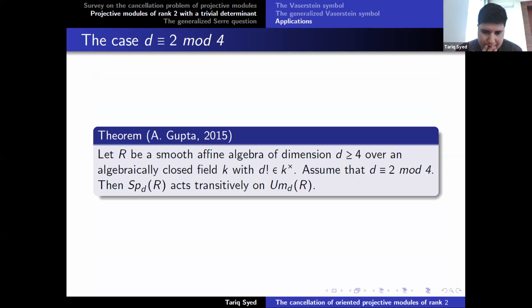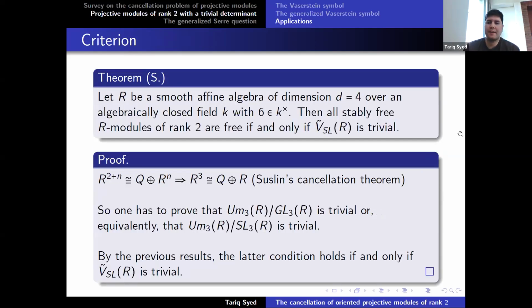So these are the 2 slides that I left out. The same statement is true: Sp_d acts transitively on the set of unimodular rows of length d. Now, what can we deduce from this? The general criterion: let R be a smooth affine algebra of dimension 4 over an algebraically closed field with some characteristic assumptions, 6 is a unit. Then all stably free R-modules of rank 2 are free if and only if this group V tilde SL is trivial. So basically the cancellation property of stably free modules of rank 2 can be computed using this group, this Hermitian K-theory group.